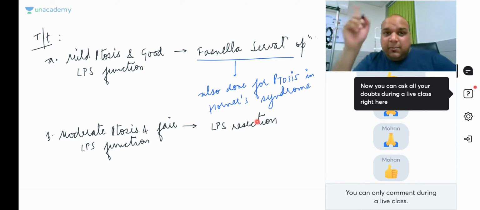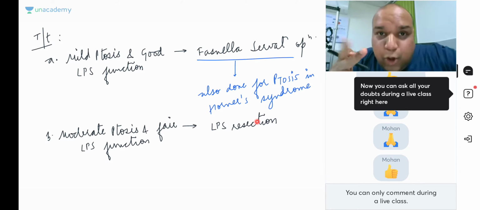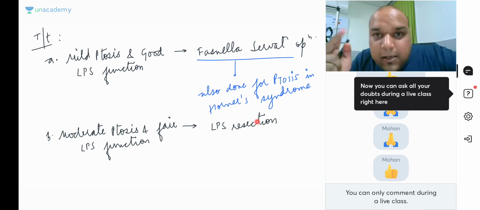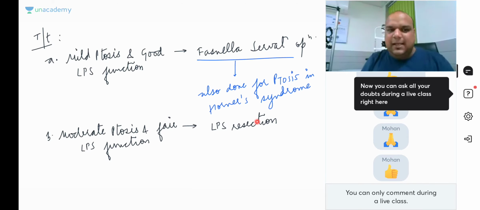Remember, squint. Resection means to cut. Cut means to shorten a muscle, and shortening of a muscle is a strengthening procedure. Do you remember? Two words in squint I taught everybody: recession and resection. Recession means weakening. Resection means strengthening. So we are strengthening the LPS muscle.